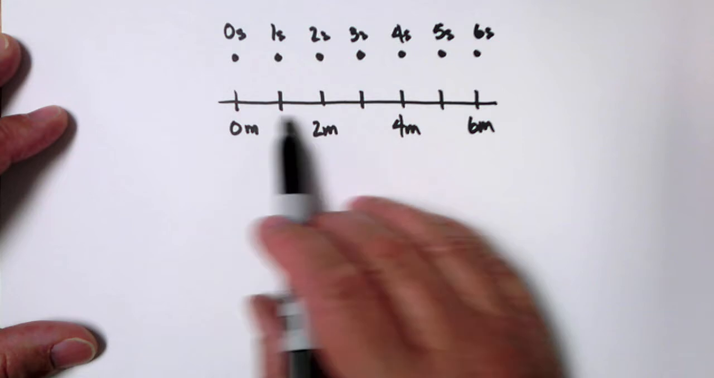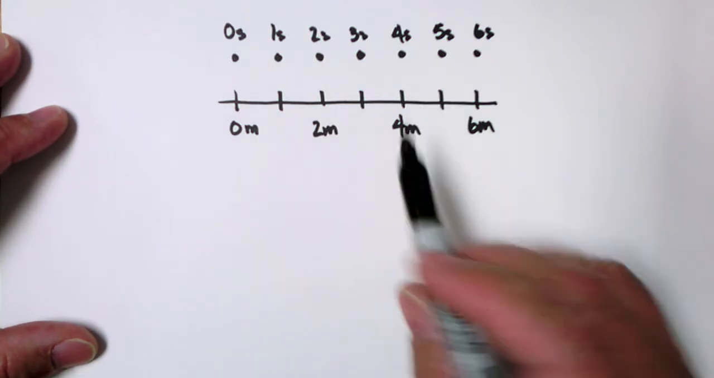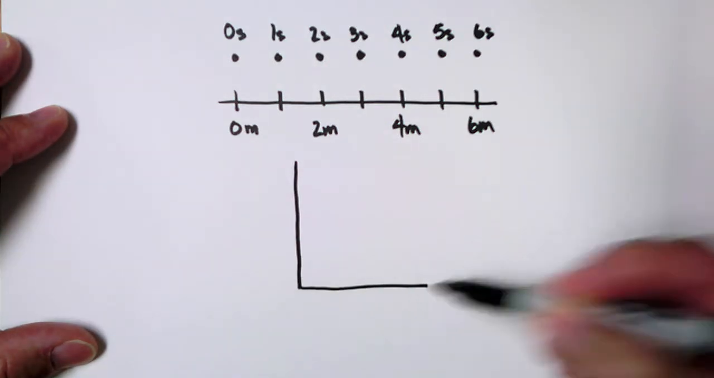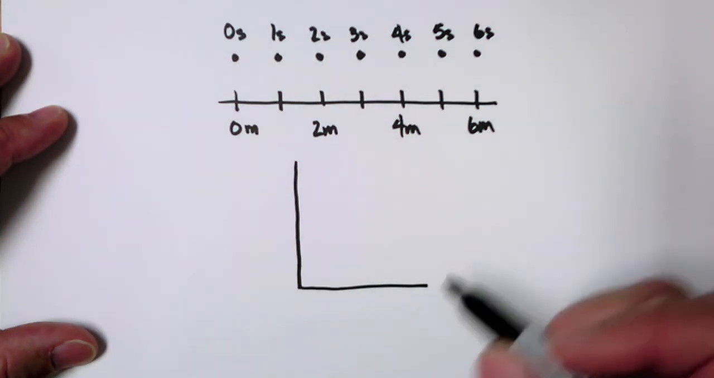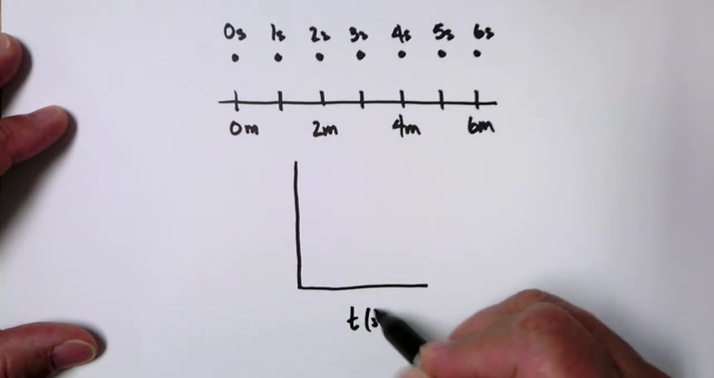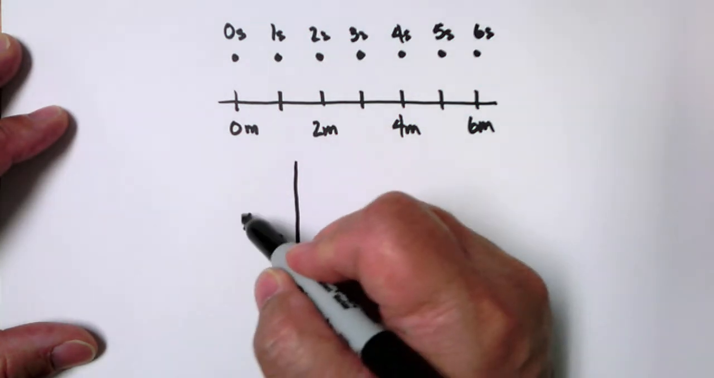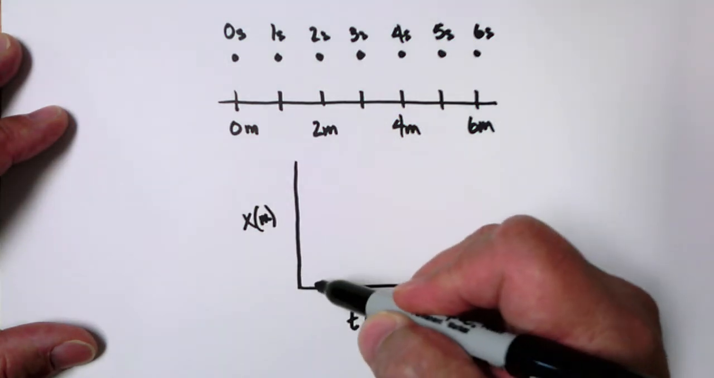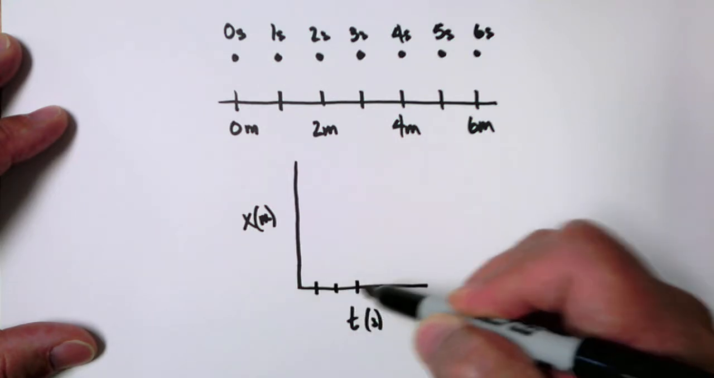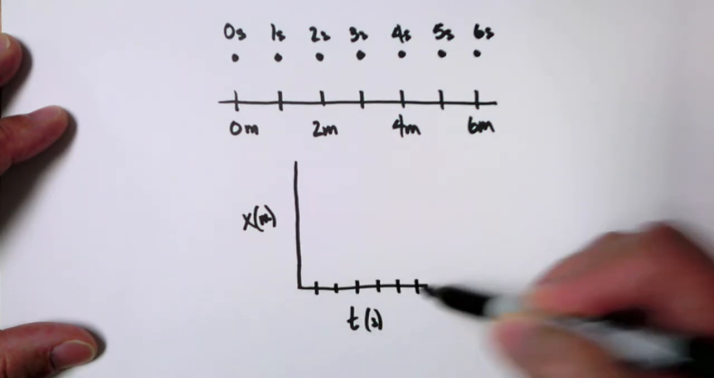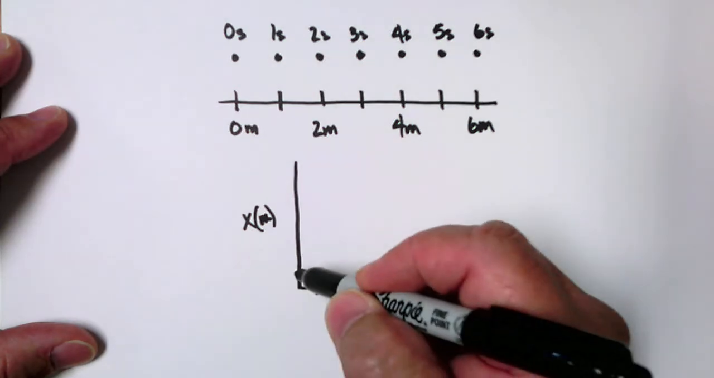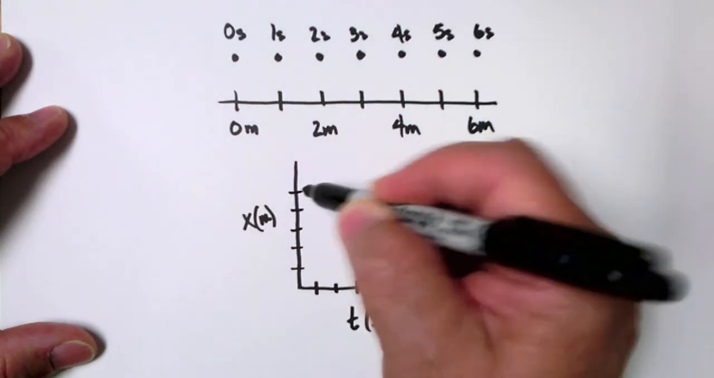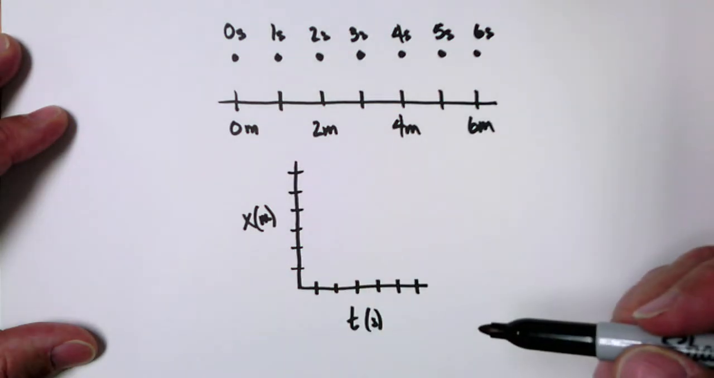But let's convert this motion diagram into another representation that is called a position versus time graph. And so we're going to draw a graph. We're going to put time on the horizontal axis. We're going to put position on the vertical axis. And we'll go 1, 2, 3, 4, 5, 6 for our time, and then 1, 2, 3, 4, 5, 6 for our distance.